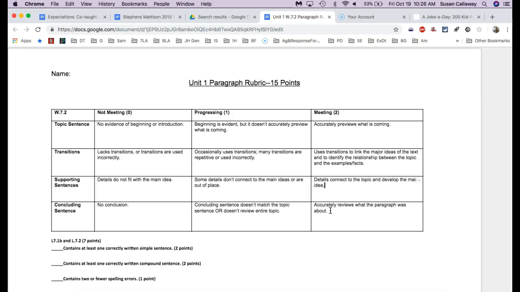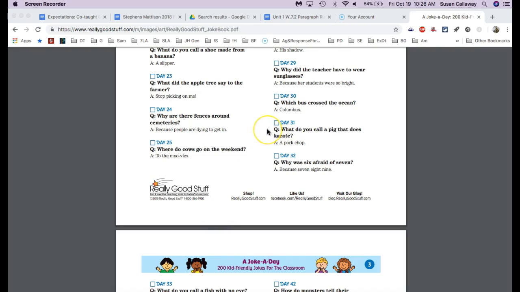And here is our concluding joke. Actually, it would be our concluding jokes. What do you call a pig that does karate? A pork chop. Why was six afraid of seven? Well, it's because seven, eight, nine. And in case you're still listening, why are there fences around cemeteries? Because people are dying to get in.